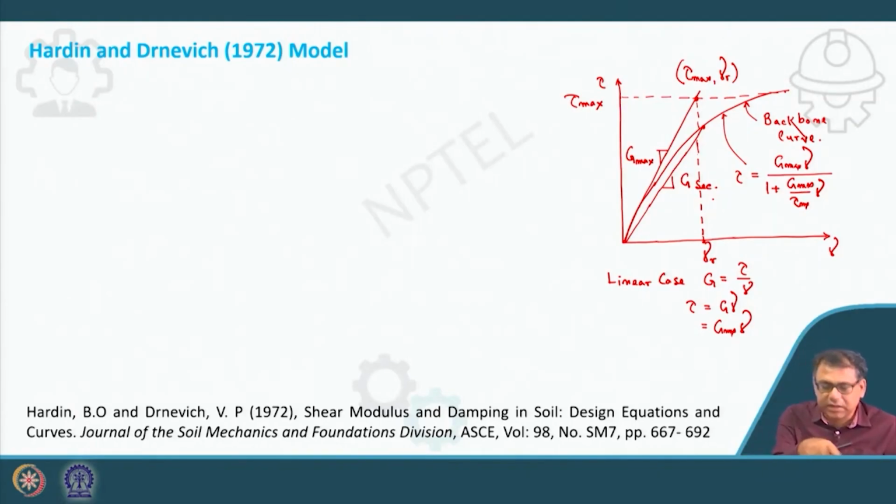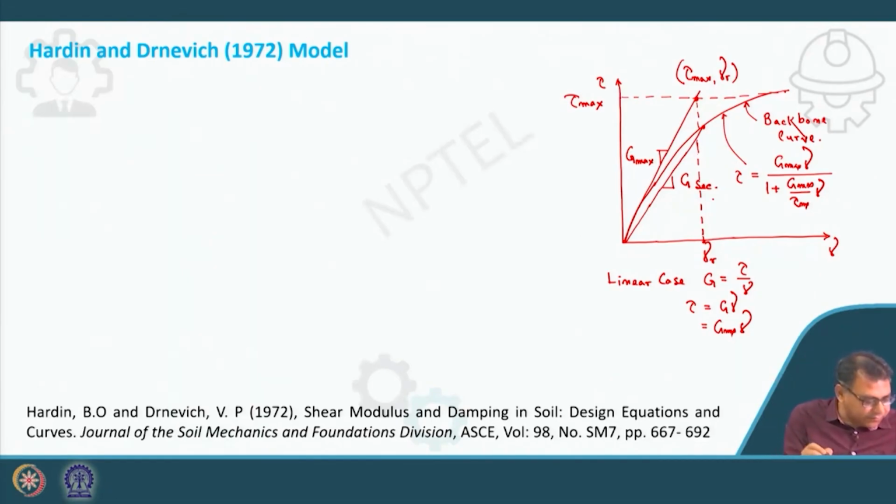But now for this equivalent linear model, to represent the nature of this curve, it is given that tau is equal to G max into shear strain divided by 1 plus G max into shear strain divided by tau max. What is tau max? Tau max is the maximum shear stress. And G max is the linear straight portion. If I draw a slope along the initial linear portion, I will get the G max, and I have already discussed how I will get the G max value.